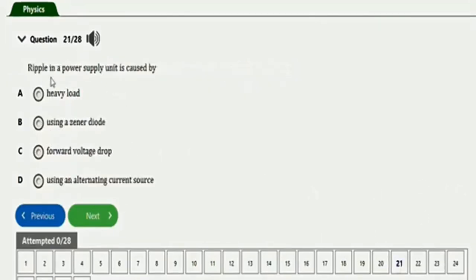It says ripple in a power supply unit is caused by: heavy load, using a Zener diode, forward voltage load, using an alternating current source. The right option is option D, which is using an alternating current source. The next question will be this one.